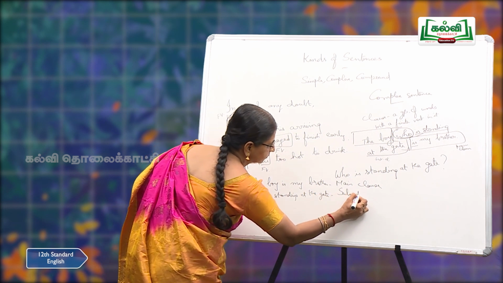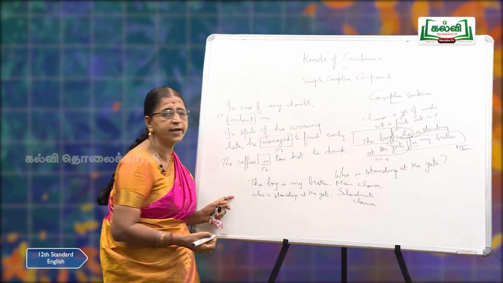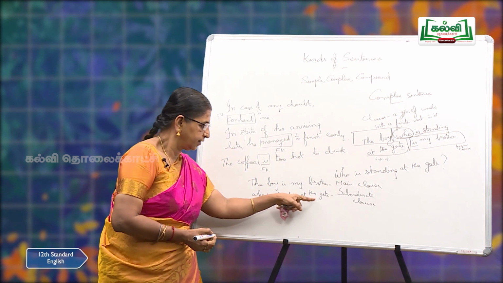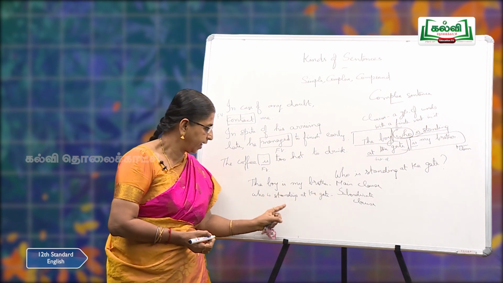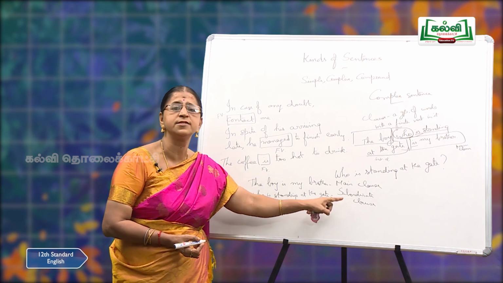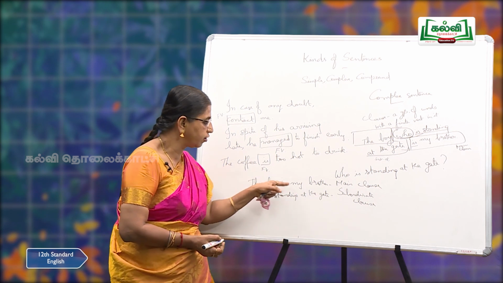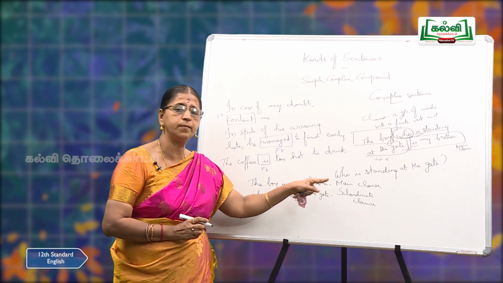Subordinate clause. Now I think you have understood the difference. The section or the clause that cannot stand on its own, that depends upon the main clause for its meaning to be completed, is called the subordinate clause. The clause which gives you complete meaning independently is called the main clause.